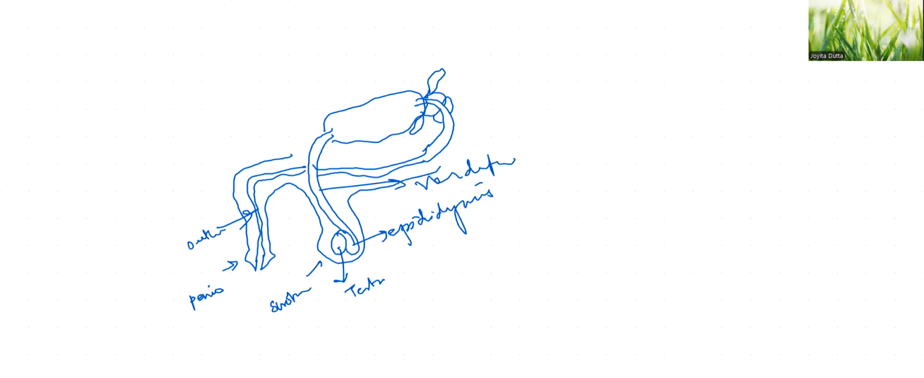This is the penis. This is the urethra. This is the testis. This is the scrotum, epididymis, then vas deferens, urinary bladder. I have the seminal vesicle, prostate gland, and bulbourethral gland. So this is the structure of the male reproductive system.